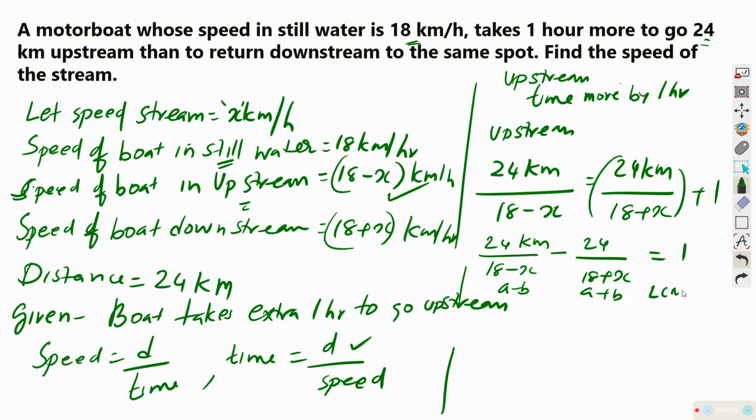Here we are multiplying because we need the LCM of the denominator. So according to a square minus b square, it will become 18 square minus x square. This is the denominator, and on the numerator we will be having 24 into (18 plus x) minus 24 into (18 minus x). So you can pause here and look at the screen completely.